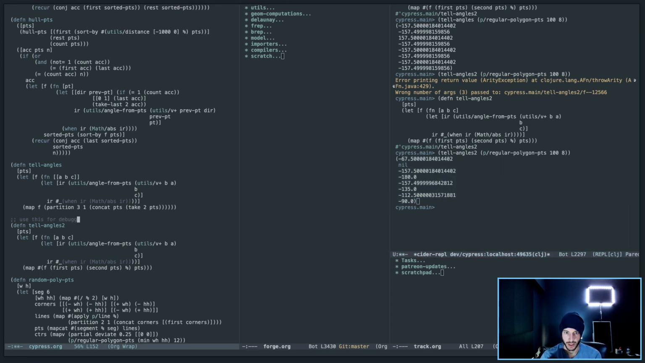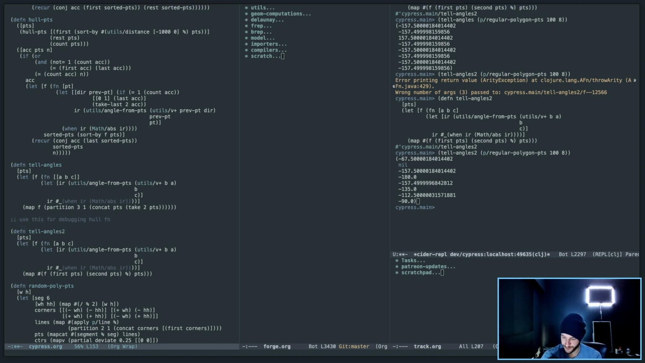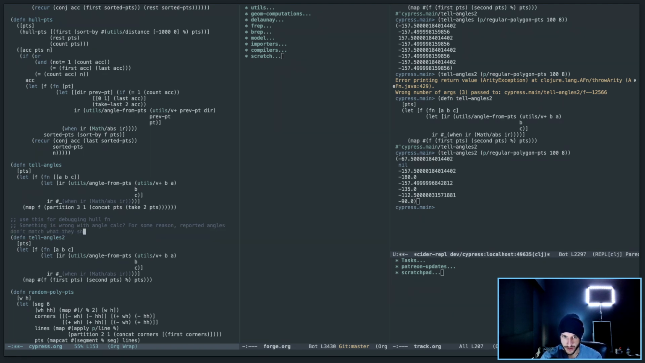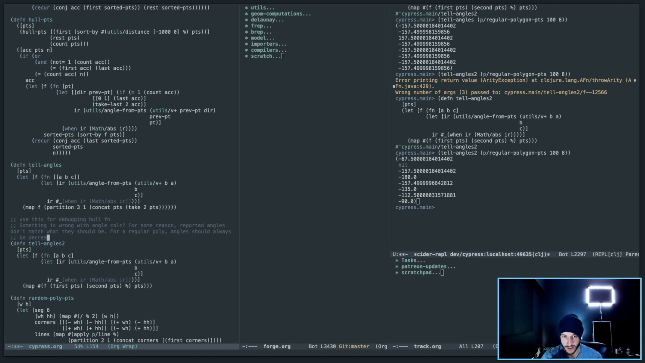Use this for debugging hull function. Something is wrong with angle calc. For some reason, reported angles don't match what they should be. For a regular poly, angles should always be decreasing, and max angle should correspond to the next point in the hull.